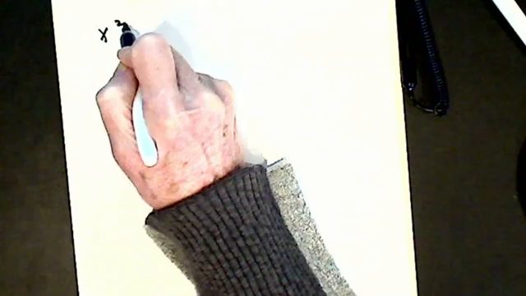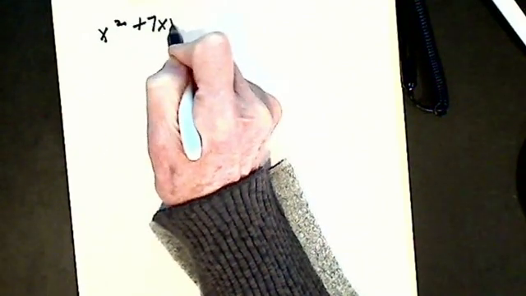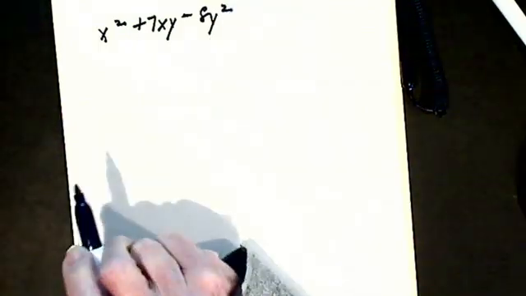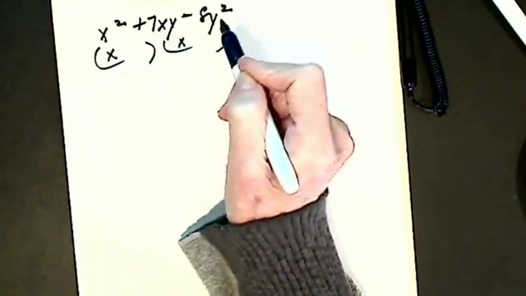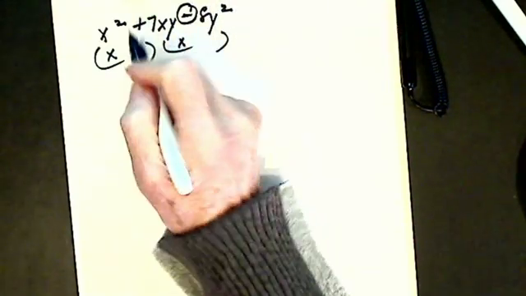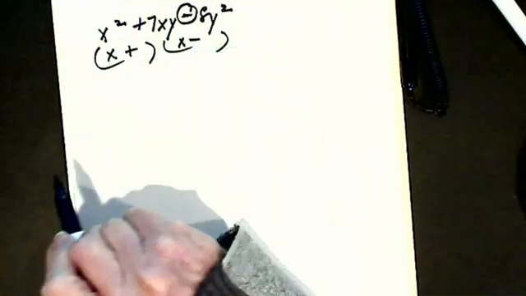Hi, I just want to continue with factoring trinomials with a leading coefficient of 1. Let's say I have one like this: x squared plus 7xy minus 8y squared. I factor. I get x, x. I see my sign. A minus means the signs are different. So I have plus minus.